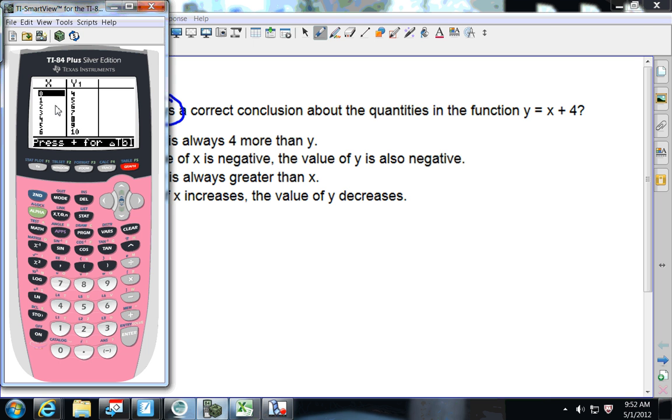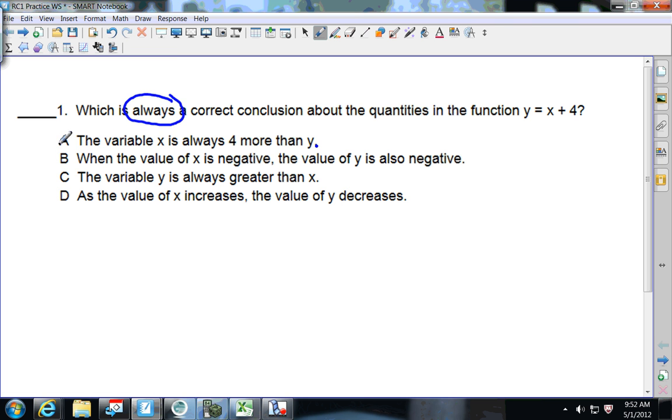Isn't it? Oh, you know what? X is always 4 more than y. Is x bigger than y? No, y is bigger than x. So this one right here cannot be it because it says x is always bigger than y.